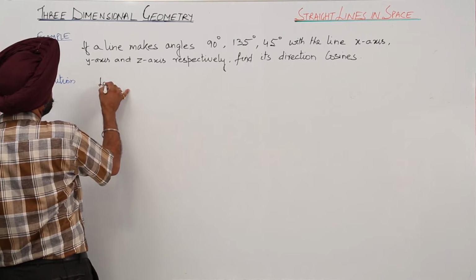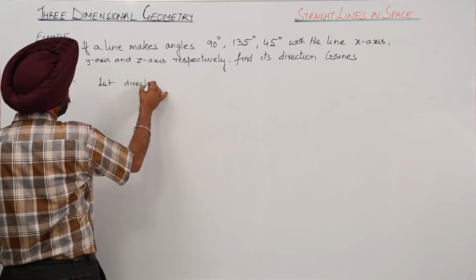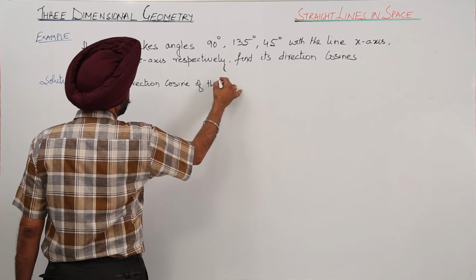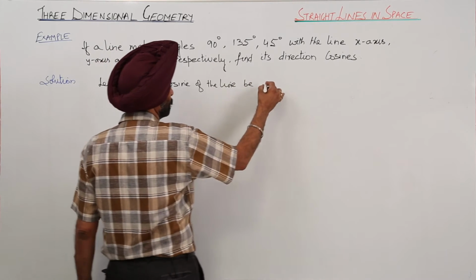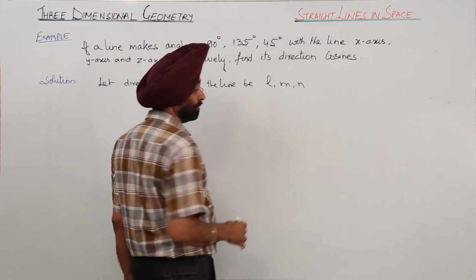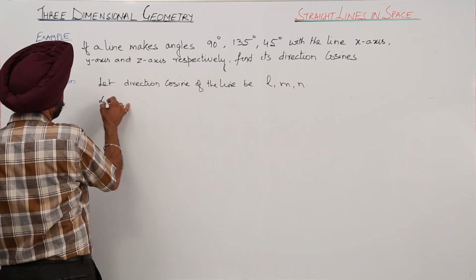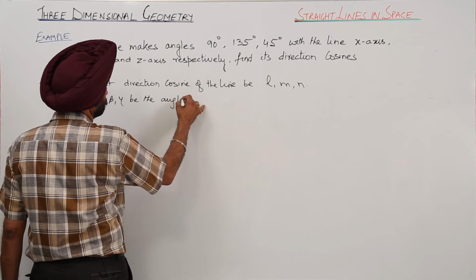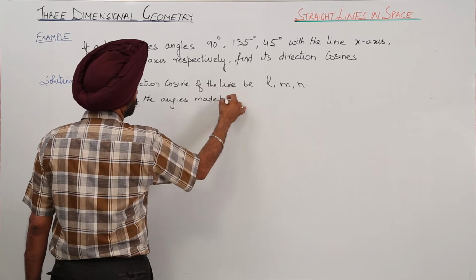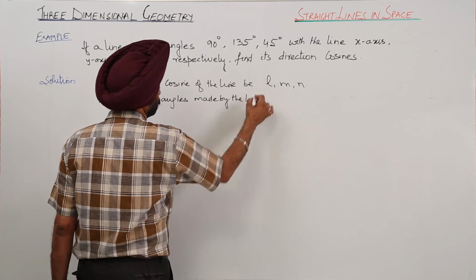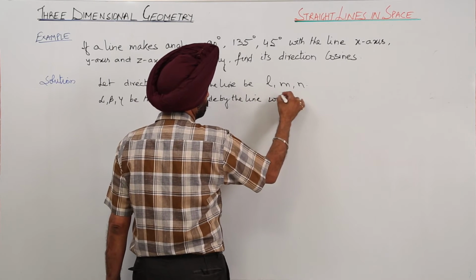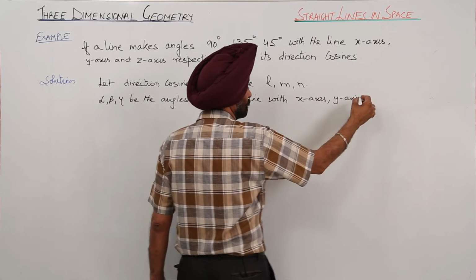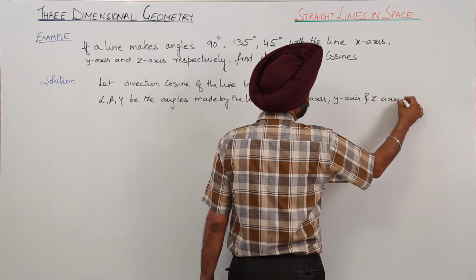Now let the direction cosines of the line be L, M and N. Let alpha, beta, gamma be the angles made by the line with x axis, y axis and z axis respectively.